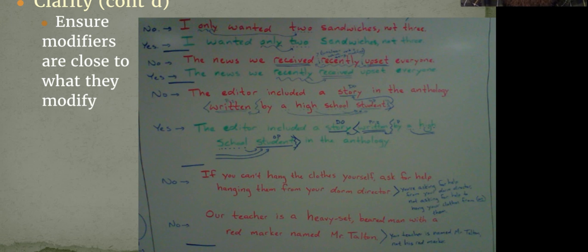The editor included a story in the anthology written by a high school student. Well, there it makes it sound like the anthology was written or put together by high school students, right? So we could do that a bit more clearly. We could place that a bit closer to the story. The editor included a story written by a high school student in the anthology. And then that way it's clear what's going on.